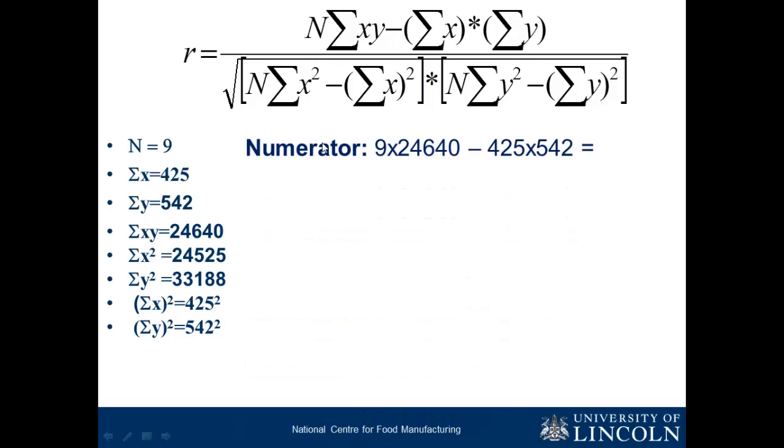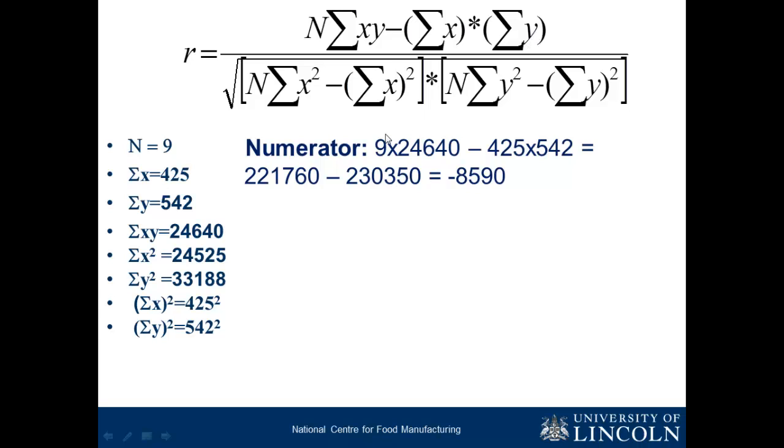Now, numerator elements. N, 9. Summation xy is this, 24640. Minus summation x, 425, multiplied by summation y, 542. So this is what we have in the numerator, on top here. And that will give us, multiply this one, 221760. Multiply this one by this one, 425 multiplied by 542. Get this one, then subtract them. When you subtract this one from this one, you get minus 8590. So we've been able to get what we have in the numerator.